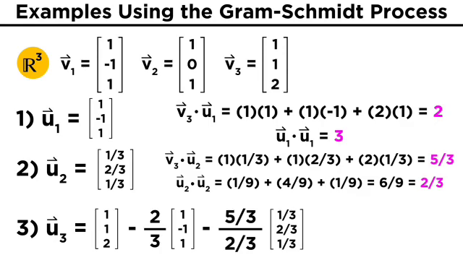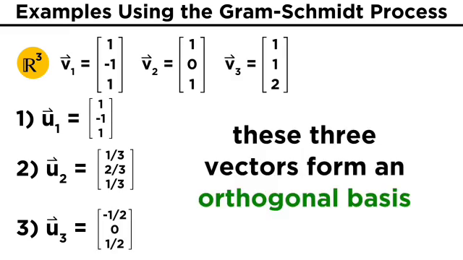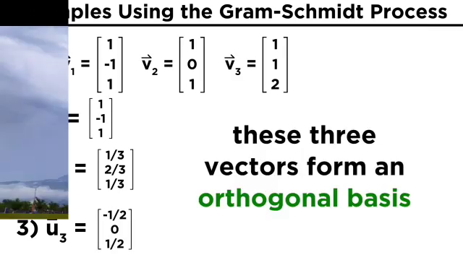Plugging in all these dot products, we get u3 equals 1, 1, 2, minus 2/3 times 1, negative 1, 1, minus 5/3 over 2/3, which simplifies to 5/2, times 1/3, 2/3, 1/3. Lastly, going through the vector addition, we end up with u3 equals negative 1/2, 0, 1/2. These three vectors form an orthogonal basis.